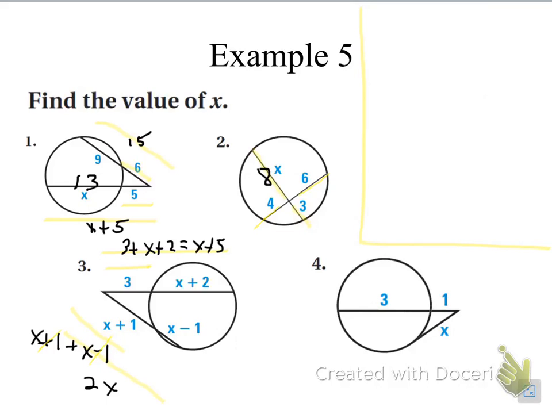Okay, so let's go with it. So external 3 times the whole thing right there, which is x plus 5, equals external, which is x plus 1, times the whole thing, which is 2x.